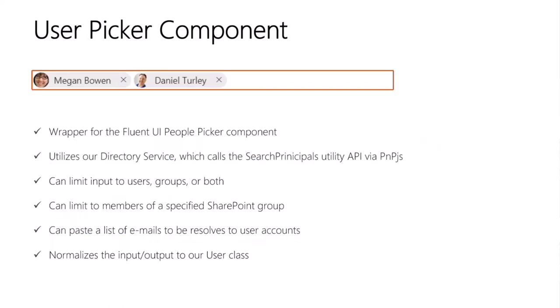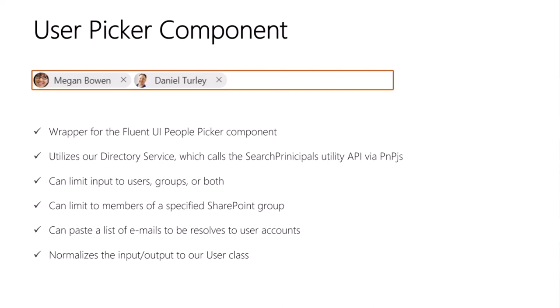Right, the accelerator also has a user picker, which is really a wrapper around the Fluent UI people picker, but it utilizes our directory service, which uses PnPjs to call the SharePoint utility API for searching principals. There are settings to limit the search to just users or just groups or to include both. You can also limit the search to just members of a particular SharePoint group. There's handy functionality that will resolve all the accounts if you want to copy and paste a list of emails into the box.